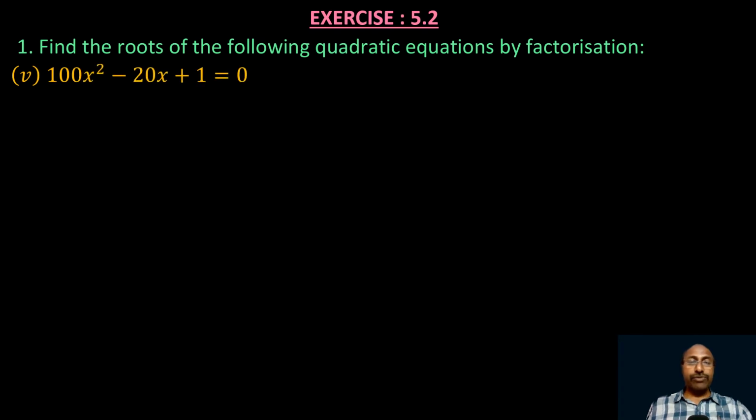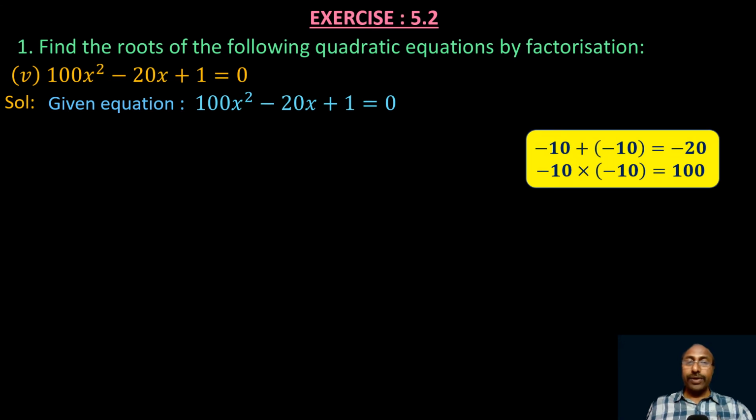100x square minus 20x plus 1 equal to 0. Okay, students. So here the given equation is 100x square minus 20x plus 1 equal to 0. And here a equal to 100, b is equal to minus 20, c equal to 1. So we can split minus 20x as minus 10x minus 10x, because minus 10 plus minus 10 is minus 20, which is equal to b, and minus 10 into minus 10 is equal to 100, which is equal to a into c.